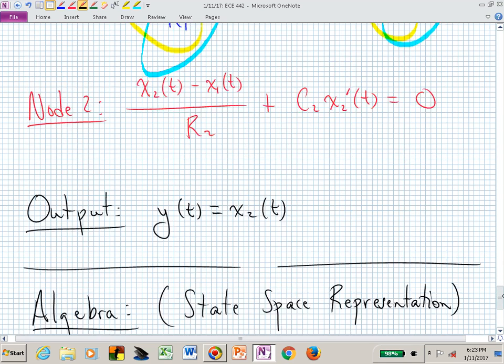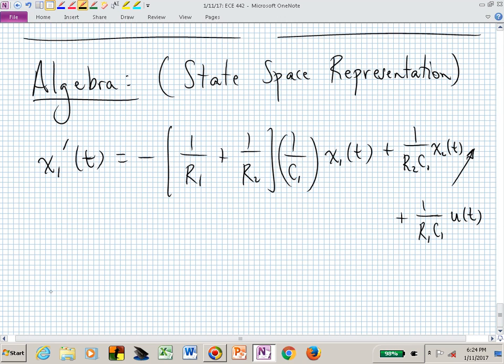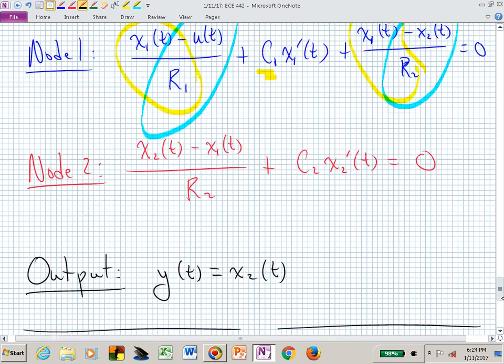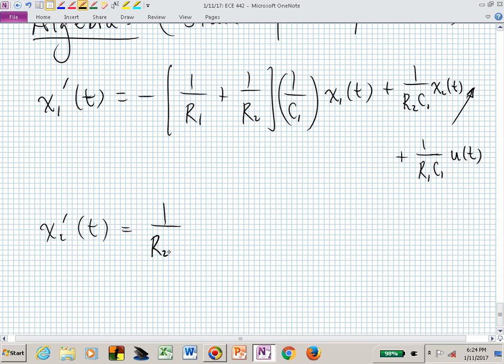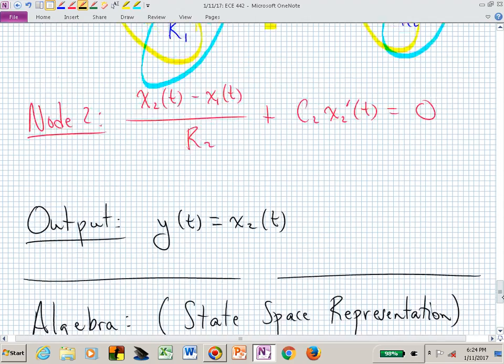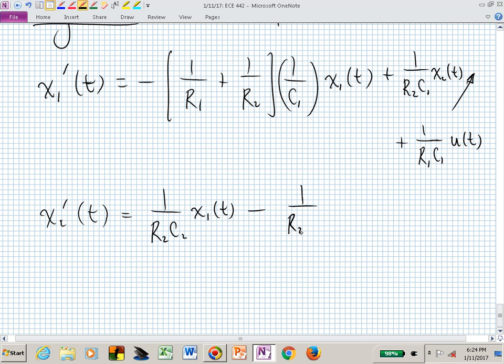What about x2 prime? This one's maybe easier. We don't have as many terms, but let's divide everything by C sub 2 and isolate x2 prime on the left, and we now have x2 prime equal to 1 over R sub 2 C sub 2 x1 of t minus 1 over R sub 2 C sub 2 x sub 2 of t.